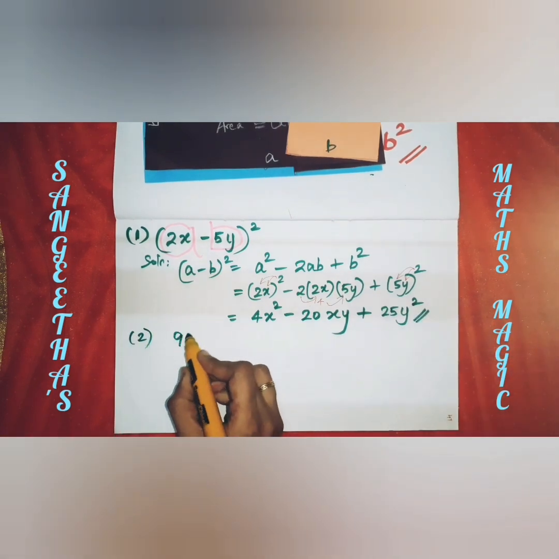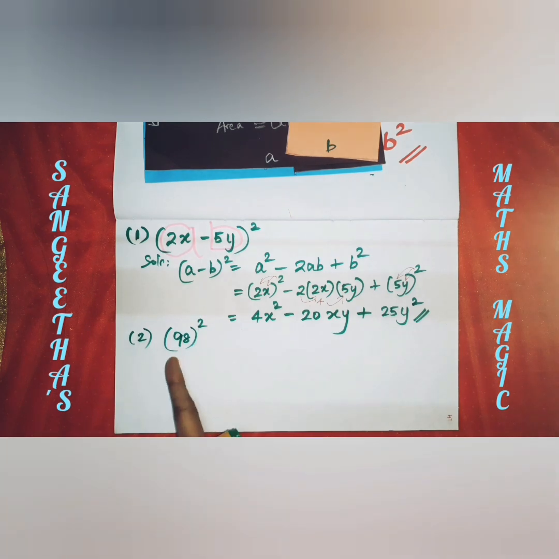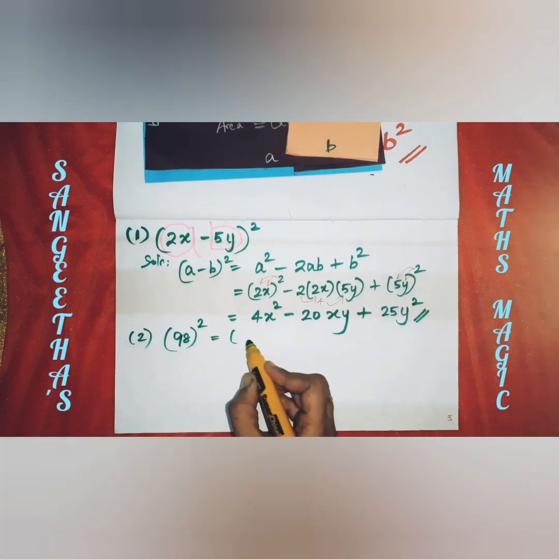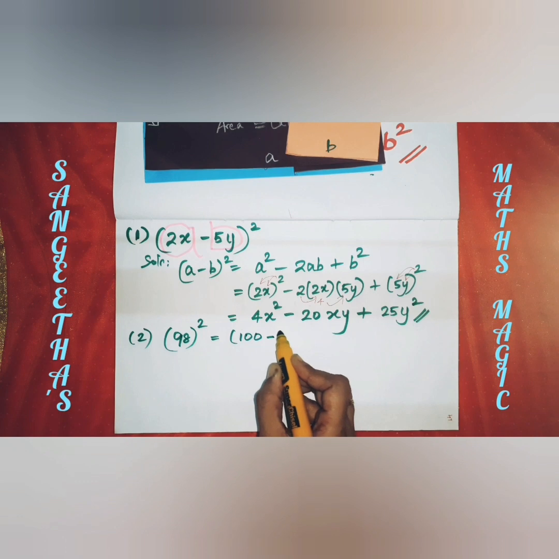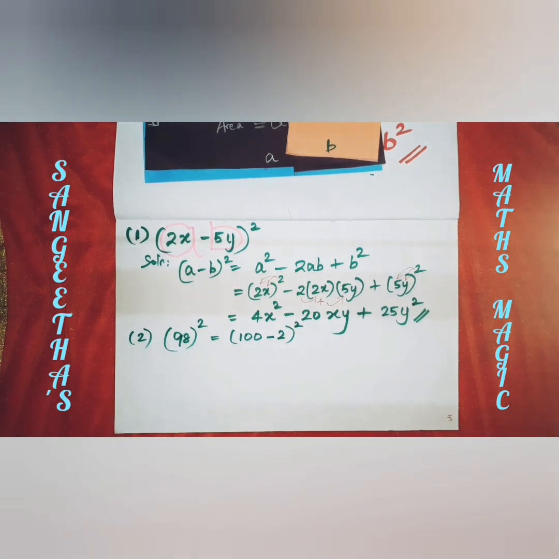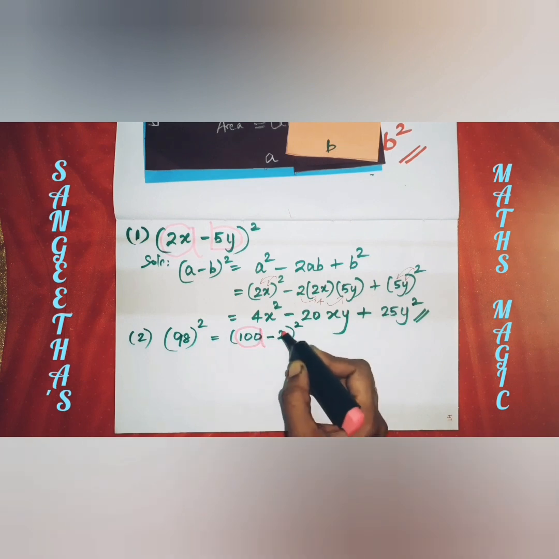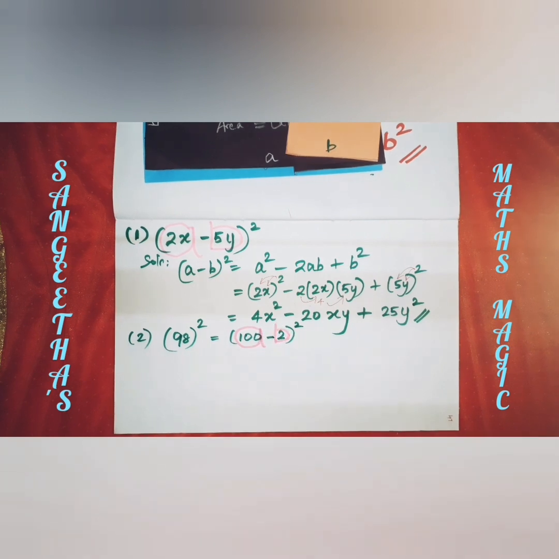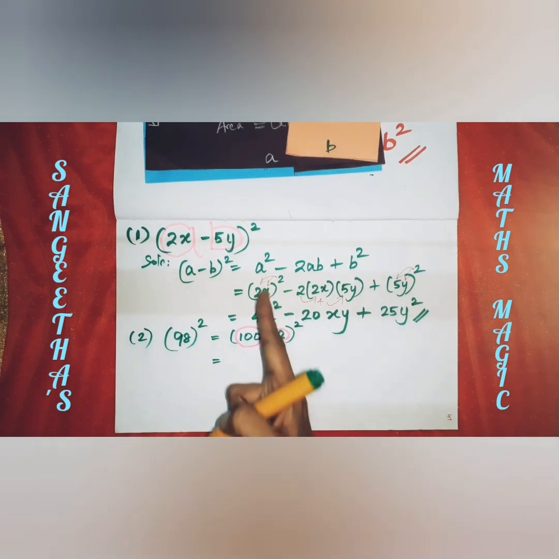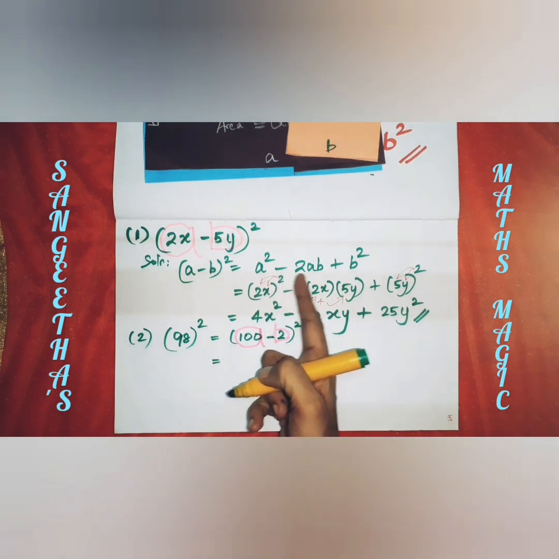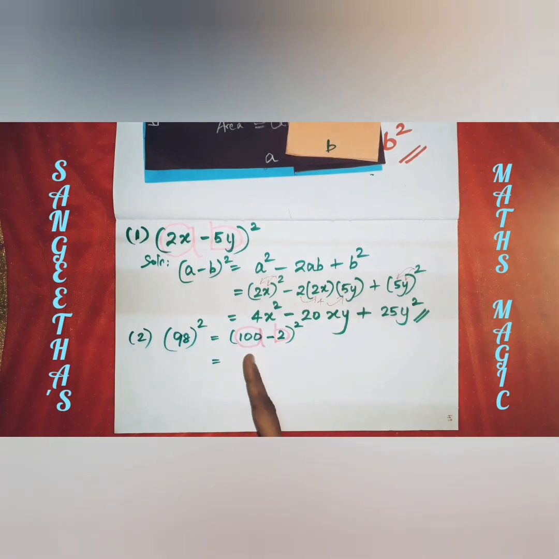So the second one, 98 the whole square. It looks like a single number. So how am I going to make it? 100 minus 2 whole square. It should be a multiple of some tens and hundreds, it would be easy. Okay, you can see an A and B. Clear? A is 100. B is 2. I'm going to substitute in the identity.